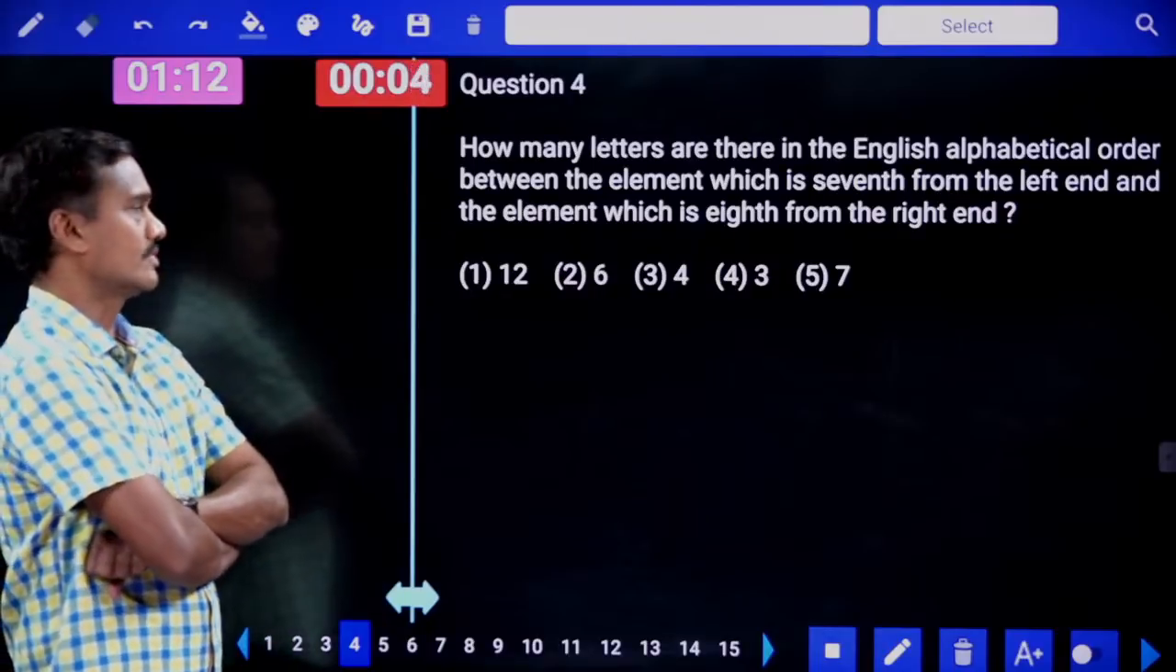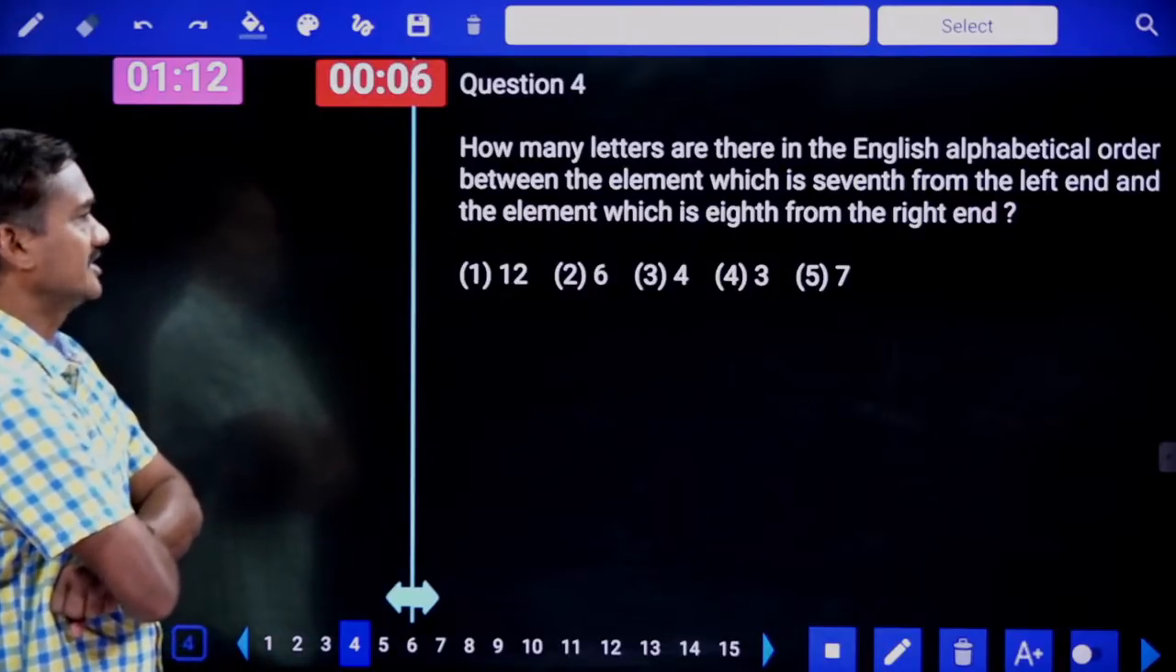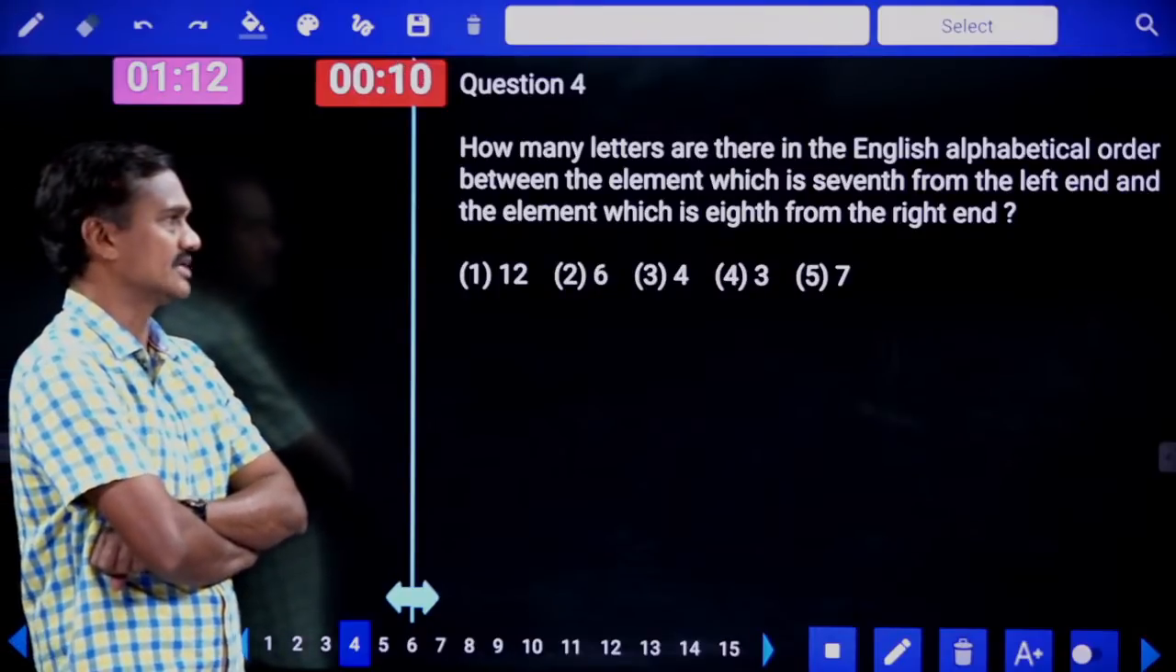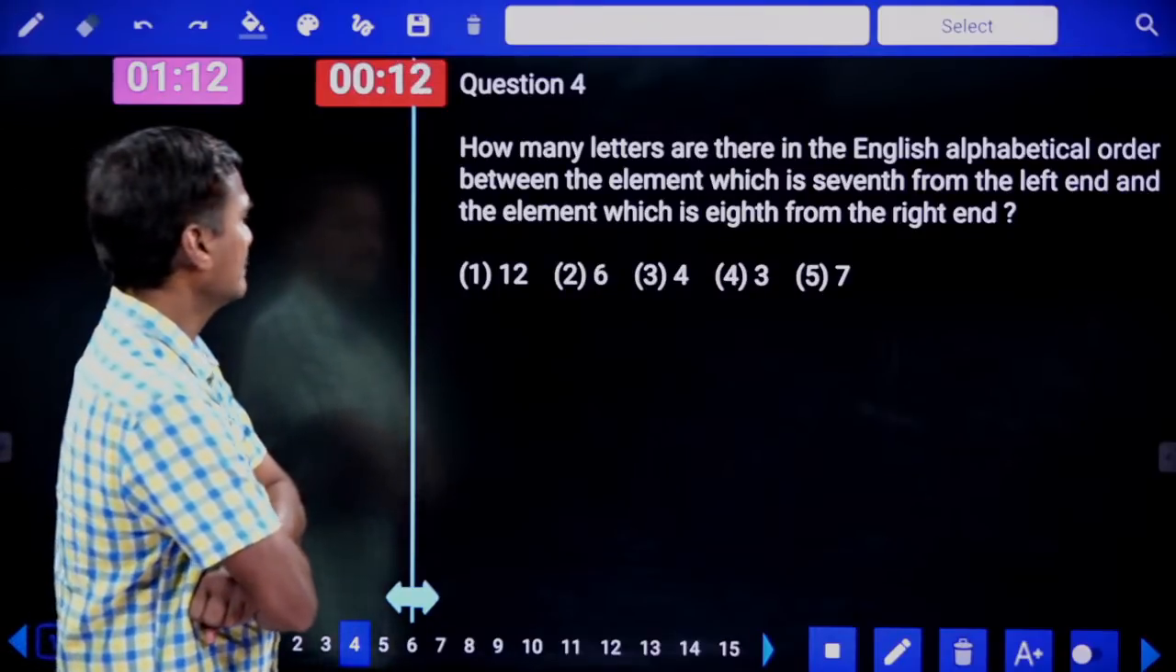Question number 4. How many letters are there in the English alphabetical order between the element which is 7th from the left and the element which is 8th from the right?